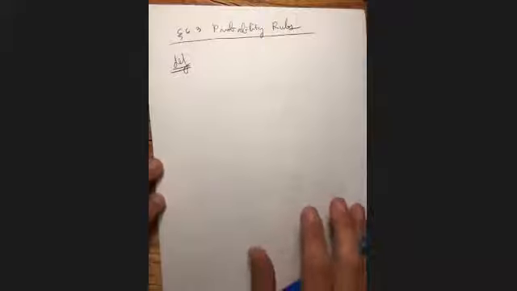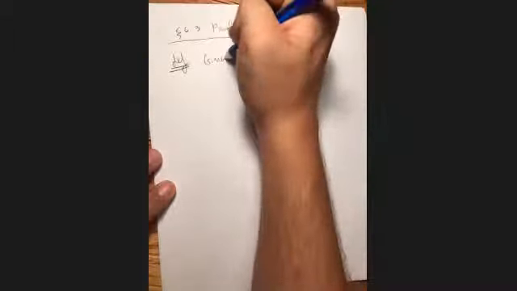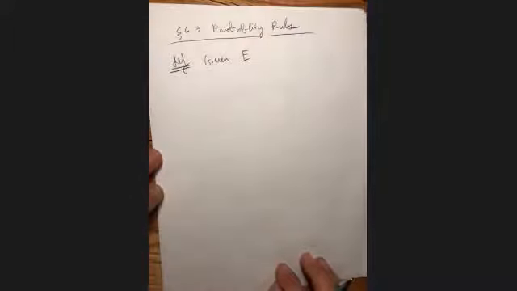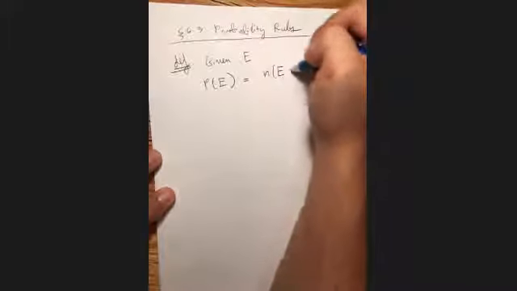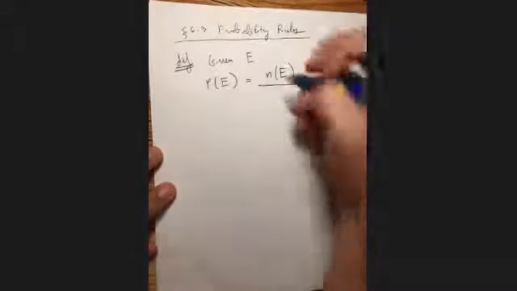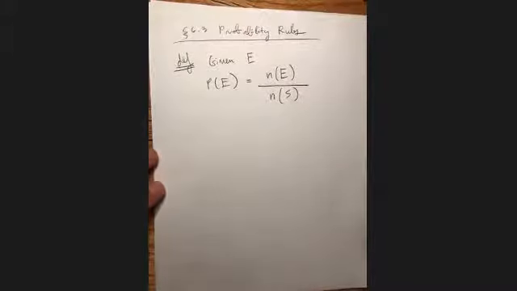So if we want to define what it means to calculate the probability of a certain event E, using only mathematical reasoning, we could give the following definition. Given an event E, we say that the probability of the event E occurring is equal to the number of ways to get the outcome E over the size of the sample space. So the cardinality of the sample space.